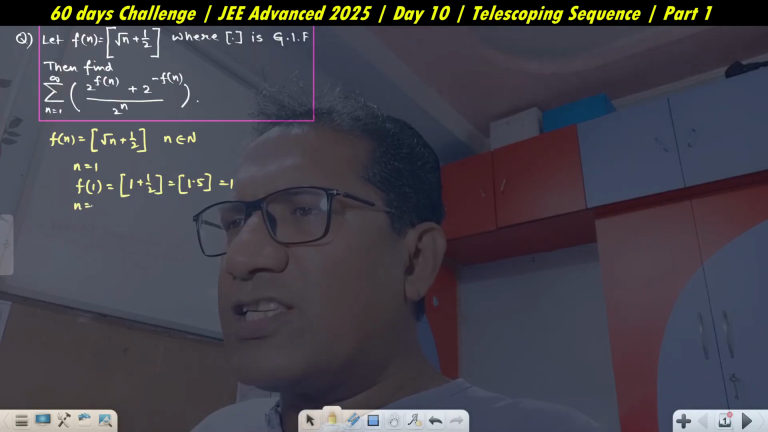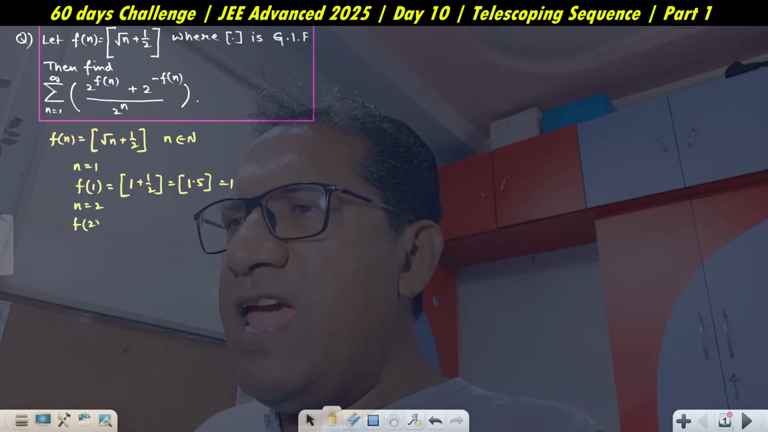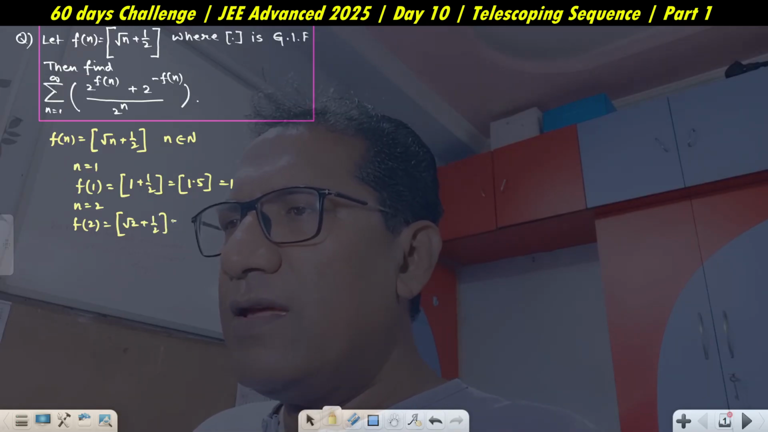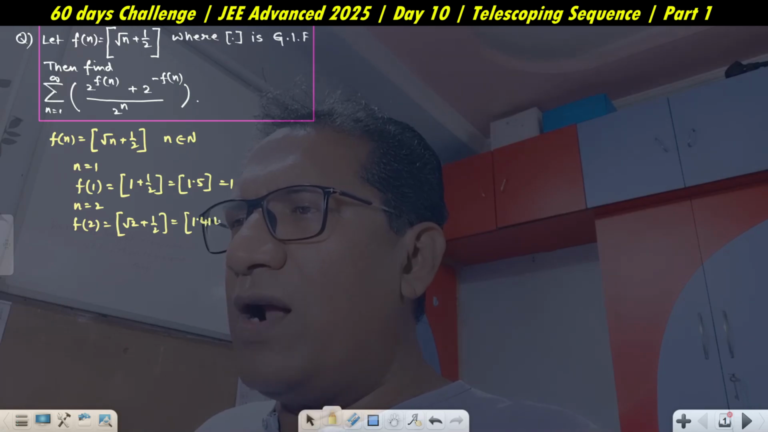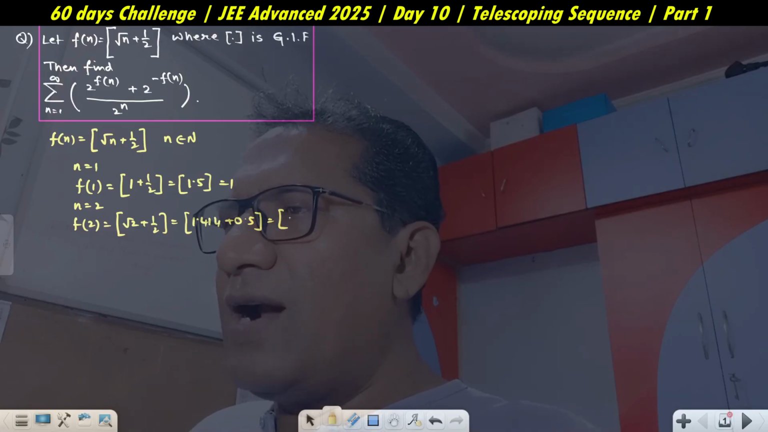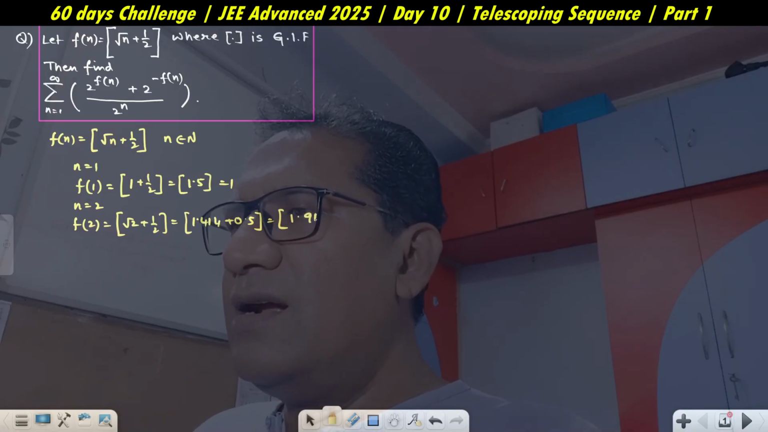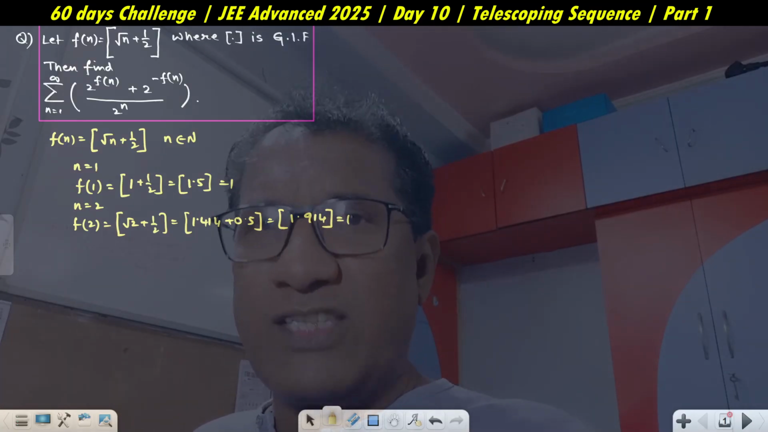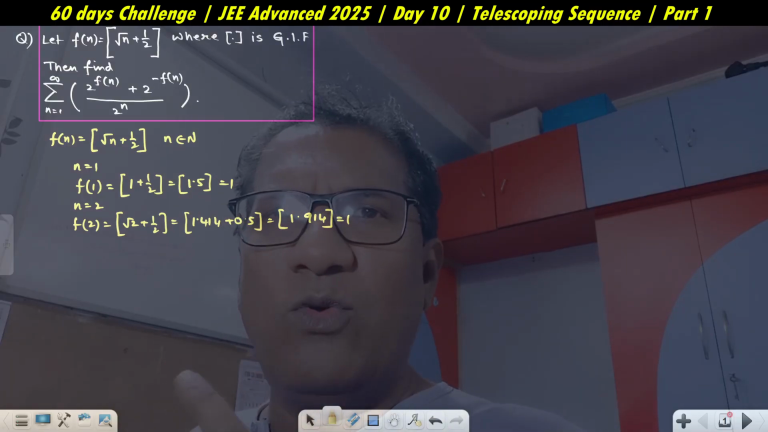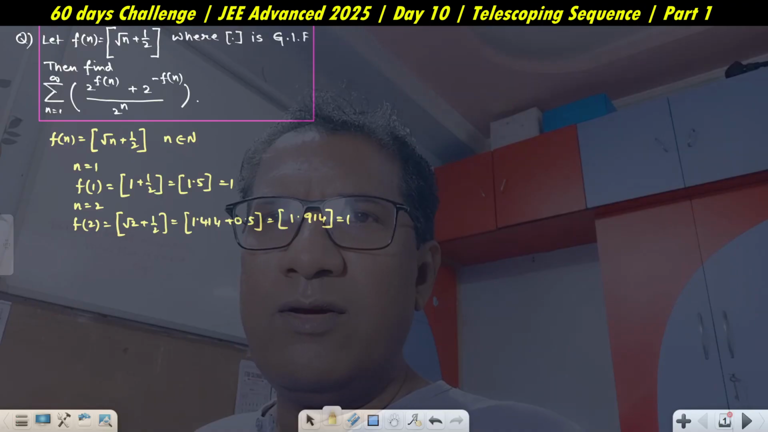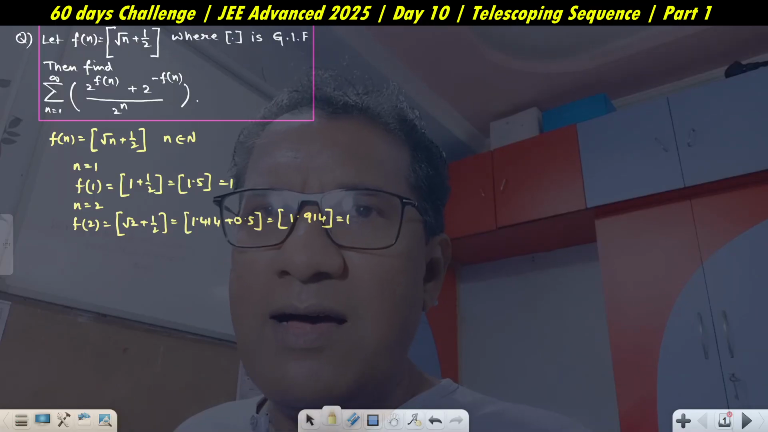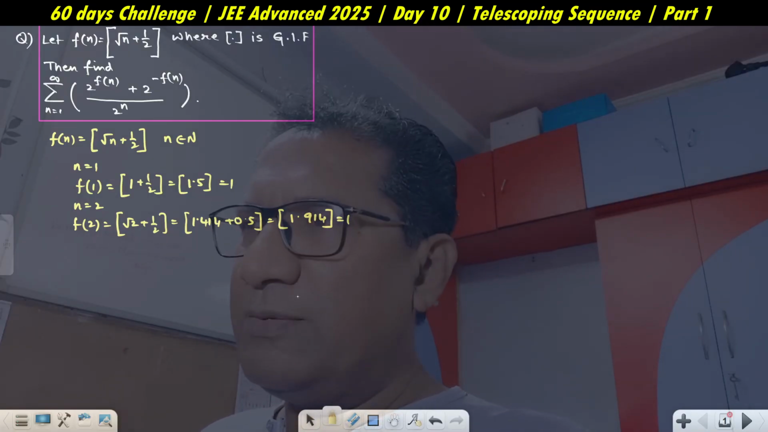Now if n takes 2, then f of 2 becomes the greatest integer function of root 2 plus half. Root 2 is approximately 1.414, plus 0.5. That gives us the greatest integer function of 1.914, which is again equal to 1. So what we have observed? We have observed that for more than one value of n, we are getting the same value of fn. That is, it is a many-one function, right?